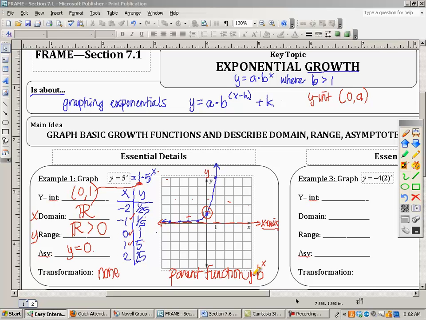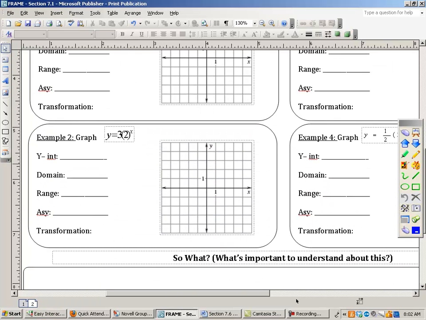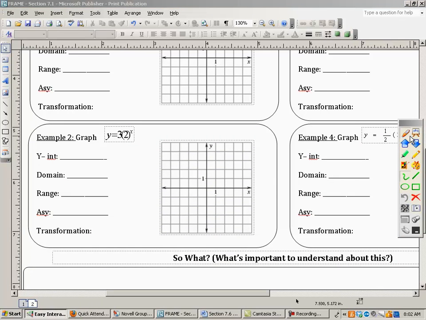Okay, so this is the first example. I want to walk through a couple more with you, and then I'm going to give you guys one to do before you come to class tomorrow. I'm going to slide this down to example 2. As I look at this, you'll notice now I have a value in front, 3. Again, this is my a value, and my a value helps me tell my y-intercept.